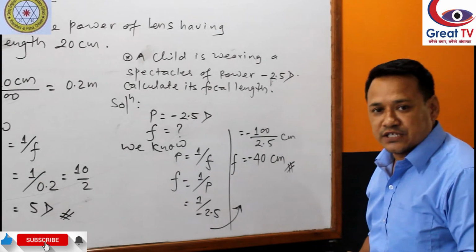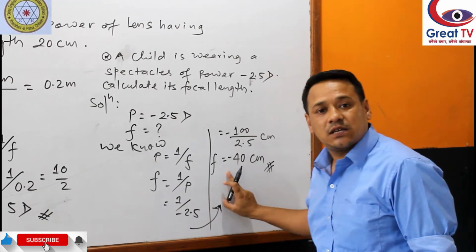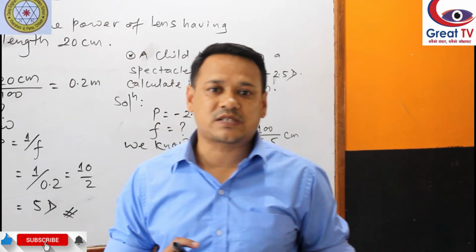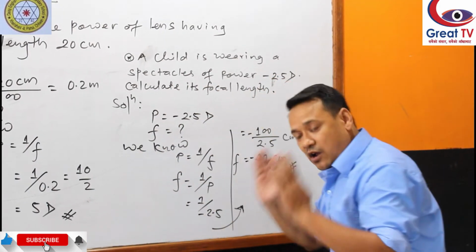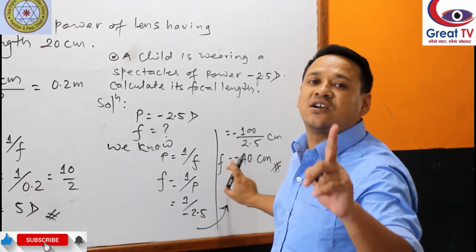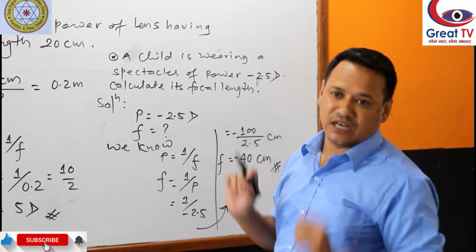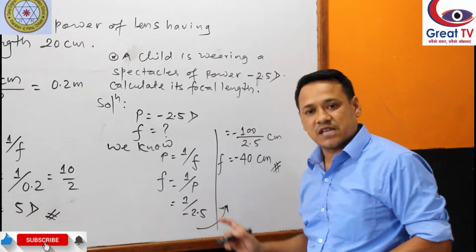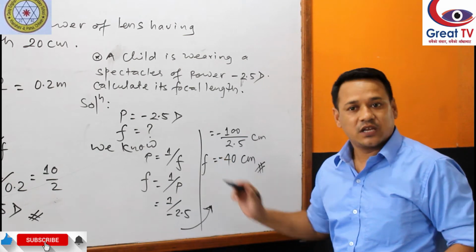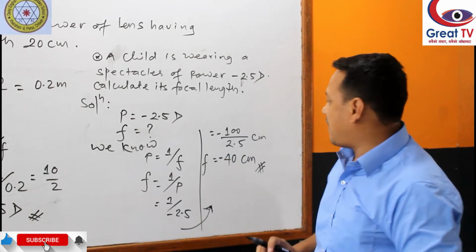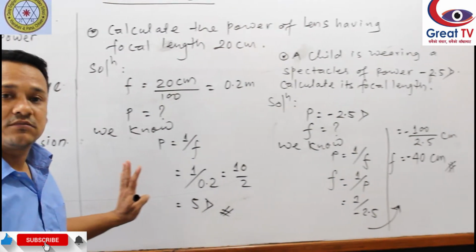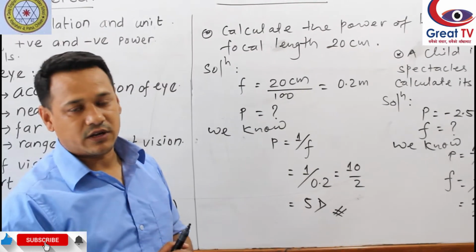Minus 40 centimeter. But length cannot be expressed in negative form. Focal length is 40 centimeter. The negative sign represents concave lens. It is a diverging lens only. So the negative sign represents concave lens and the focal length is 40 centimeter. In this way we calculate the power of lens. Minus power is concave lens, plus power is convex lens. Okay, did you get it?